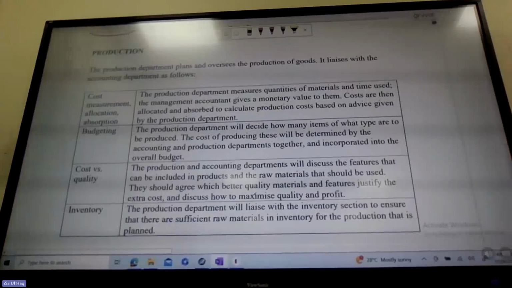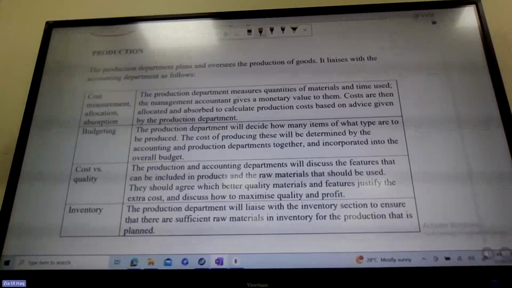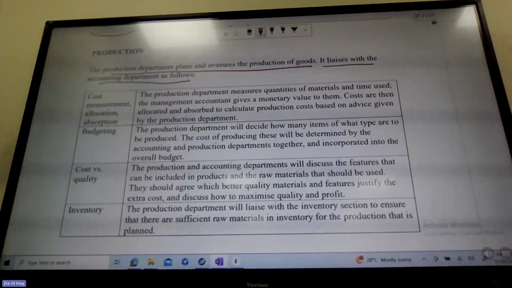How does the production department communicate with the accounting department, and in what situations do they have to converse with each other? The production department plans and oversees the production of goods. It makes contact with the accounting department as follows: cost measurement, allocation, and absorption.